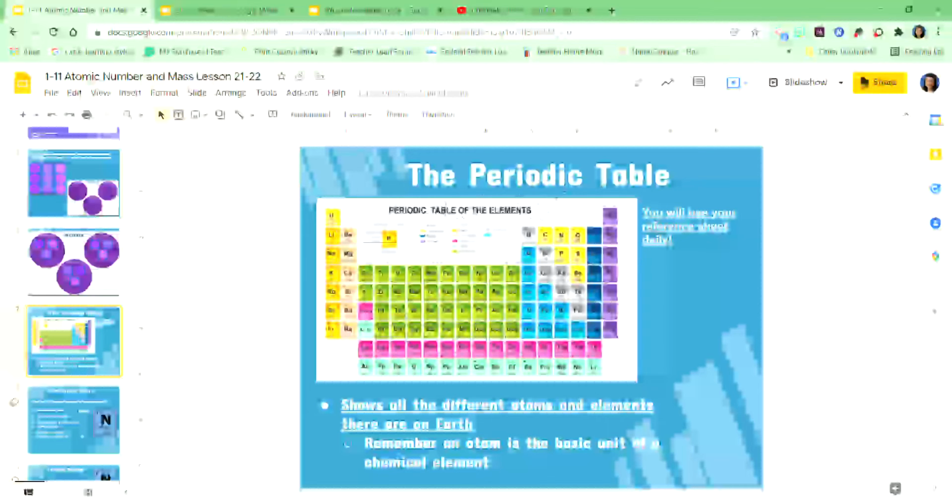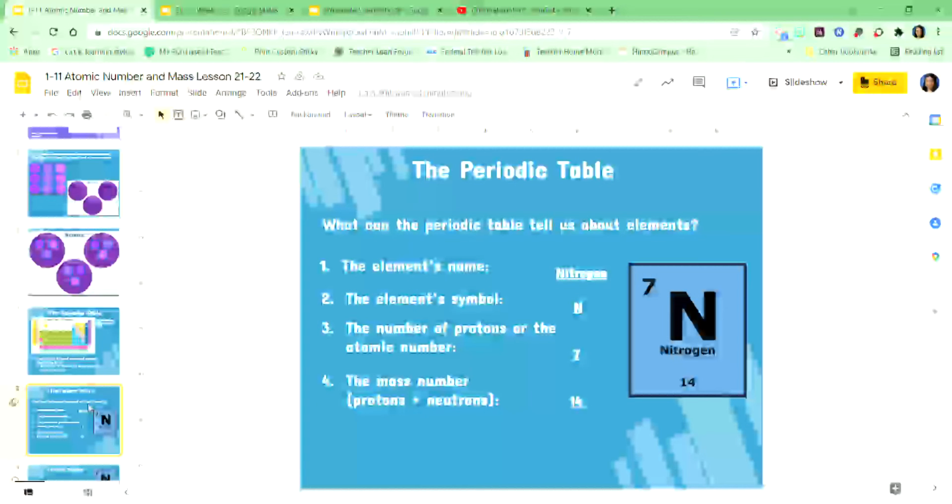All right, the periodic table. You guys will have the reference sheet to use daily that has a periodic table on it. The periodic table shows all the different atoms and elements that are on Earth. And remember that an atom is the basic unit of a chemical element. So you have gold atoms, helium atoms, lithium atoms, stuff like that. They're the very basics. They make up everything. So when you look at a periodic table, if you look at each individual box, it will tell you all about that atom.